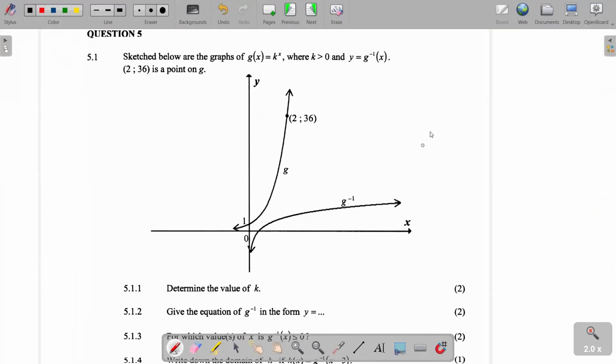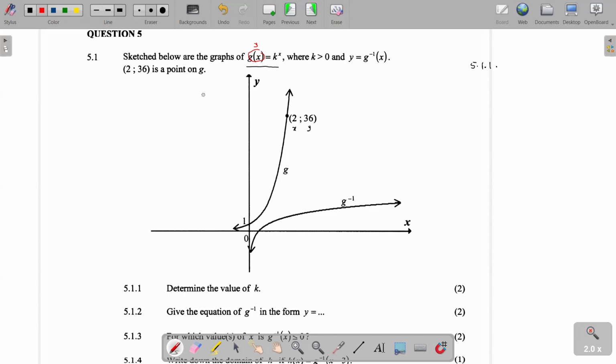So we go to question 5.1.1. We want the value of k. So since k is a variable in the function g(x) there, and we have a point on g, it simply means we have to substitute the coordinates. Here is x, here is y. We substitute the coordinates in the function g. So where there is y, we are going to put 36.